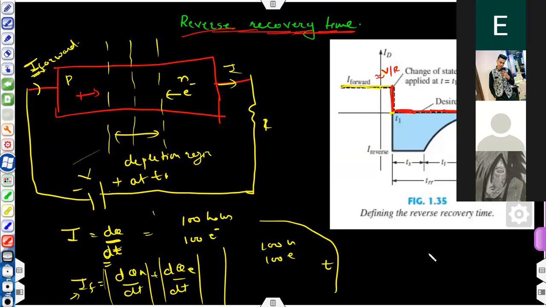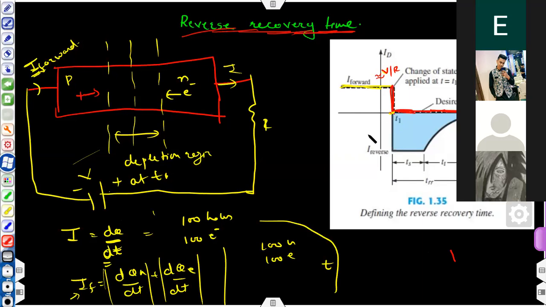Whenever you reverse the external voltage supply, your current is not zero at the same instant. This is the reason that whenever you turn off the supply of an LED, you have noticed that it glows for some time. The reason is that the current is not zero.